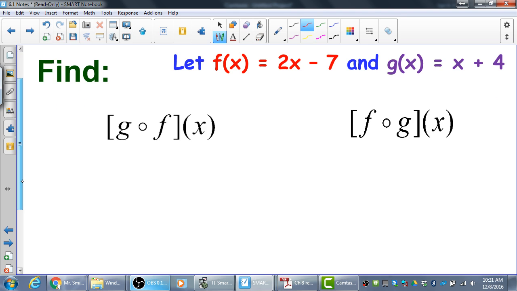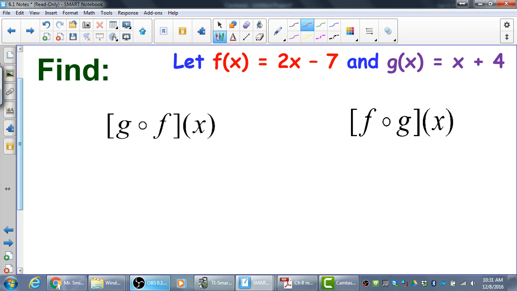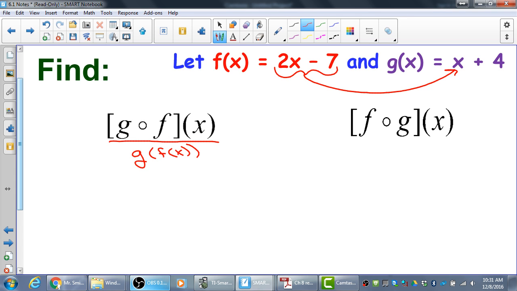Example, let f of x equal 2x minus 7 and g of x equal x plus 4. We have g of f of x, and I like it written like this. Now this gets a little more tricky when you don't have a value, when you just have x's. What I want to emphasize on this is a replacement. We're going to put f inside of g. I'm going to take this right here, and I'm going to replace that x. It's not multiplying. When it's that open dot, that is not multiplying. That means a replacement. It's called a composition. You're composing the two functions.